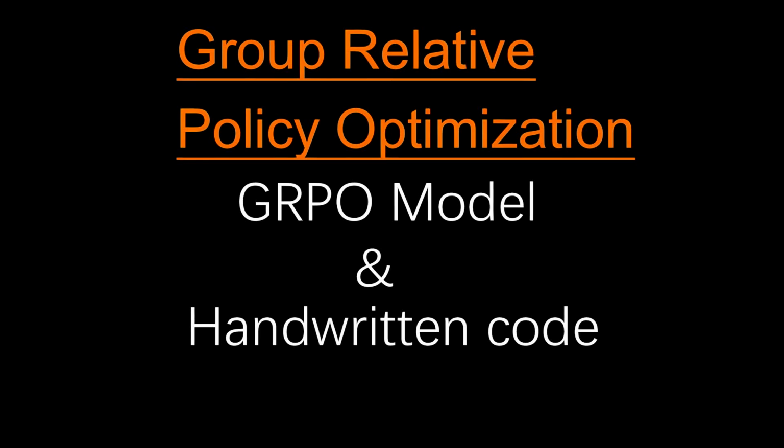This section explains the Group Relative Policy Optimization (GRPO) model and code implementation. Let's first look at the GRPO model overview.